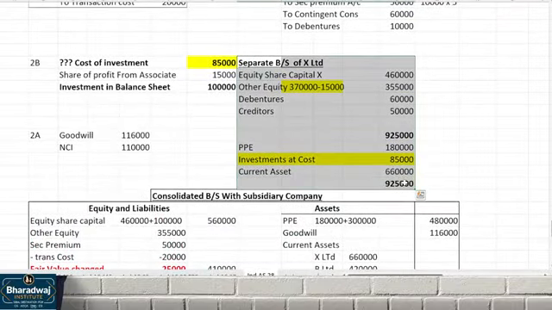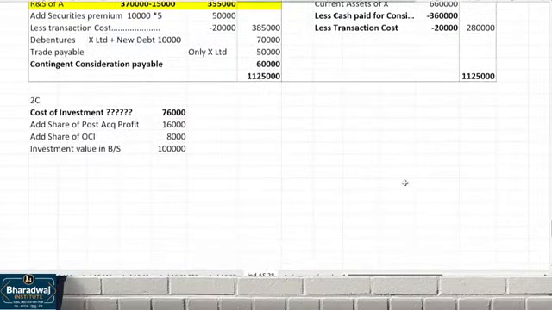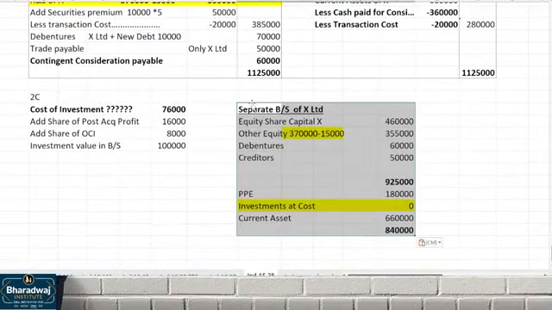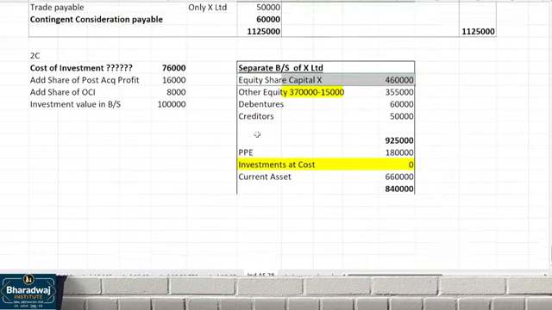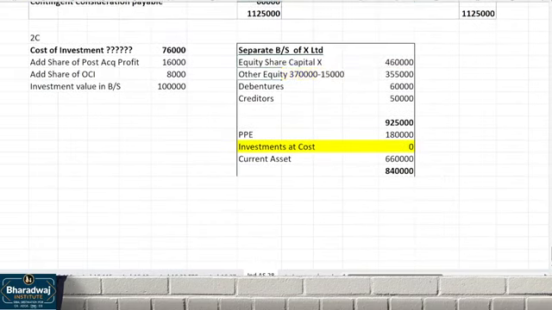Wait. Separate financial statement, without including associate accounting. What difference will it make in this? Equity share capital of X will be the same. Other equity will be 3,70,000 minus 16,000 minus 8,000. Why minus 16,000 minus 8,000? This share of profit would have been included in which one? Reserves and surplus. OCI would have been included in what? Reserves and surplus. So when you put this, what will you do? Tell me, how much will it come to?